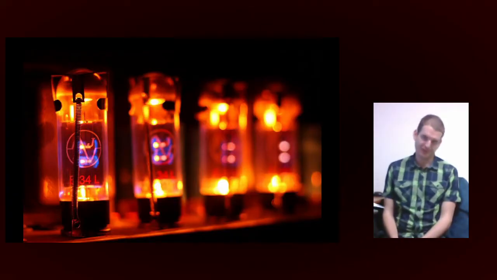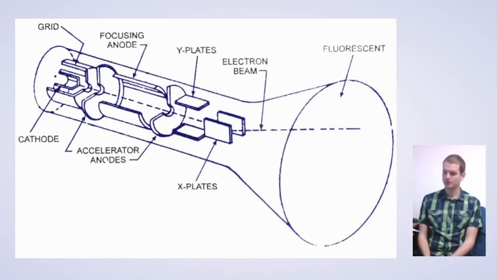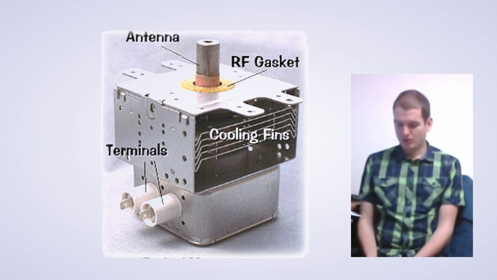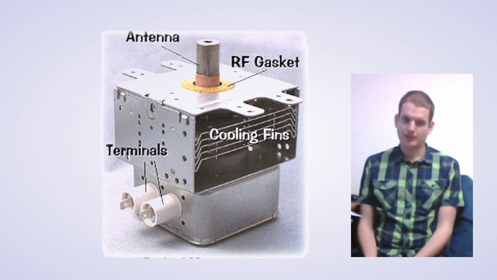Well, despite the fact that the vacuum tubes are considered to be obsolete, they are still used in some appliances such as CRT monitors or oscilloscopes, but we can still find them in microwave ovens. It's called magnetron. It's a special vacuum tube which emits this microwave radiation.